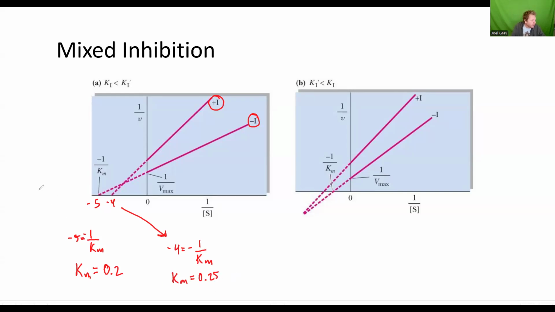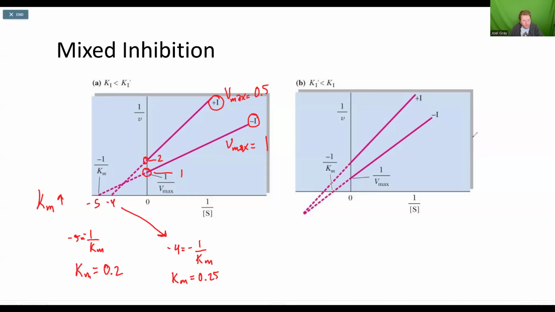So in this case, my Km goes up. What about my Vmax? Let's call this 1, and then let's call this 2. So Vmax in the presence of my inhibitor goes from 1 over 1, which is 1, to 1 over 2, so my Vmax equals 0.5. If your Km goes up and your Vmax goes down, that would be an example of a mixed inhibitor.